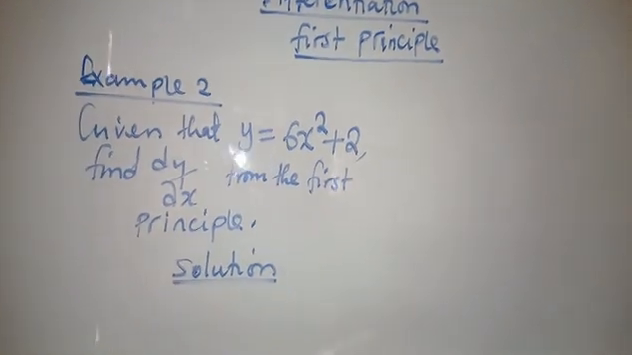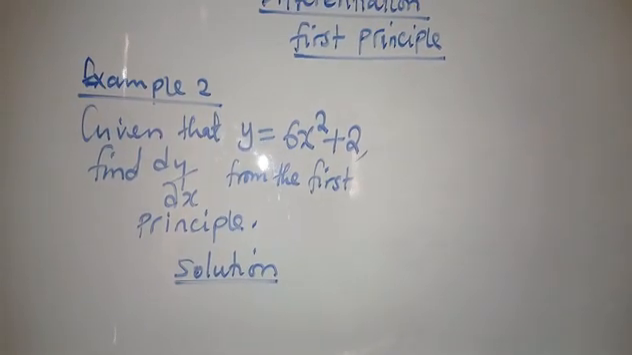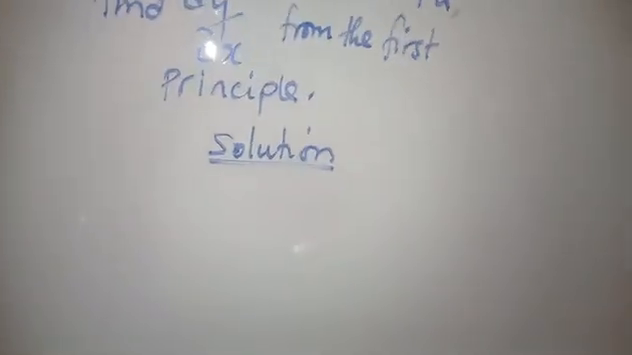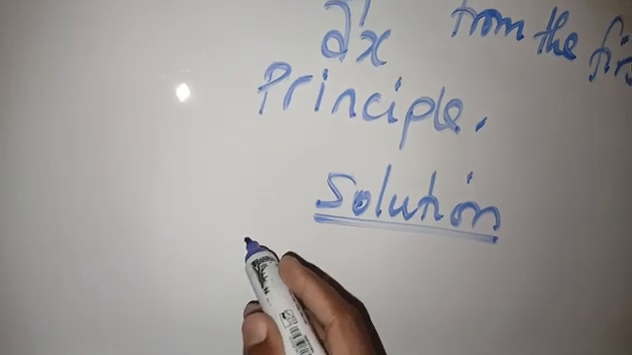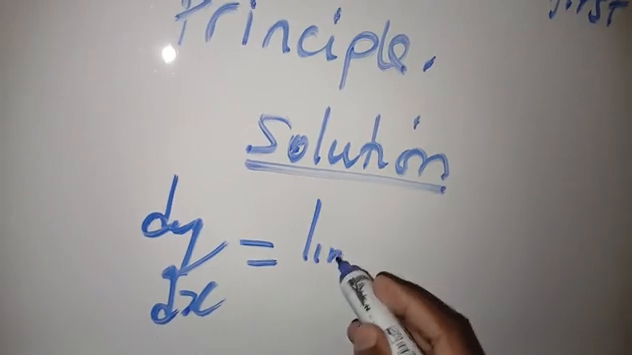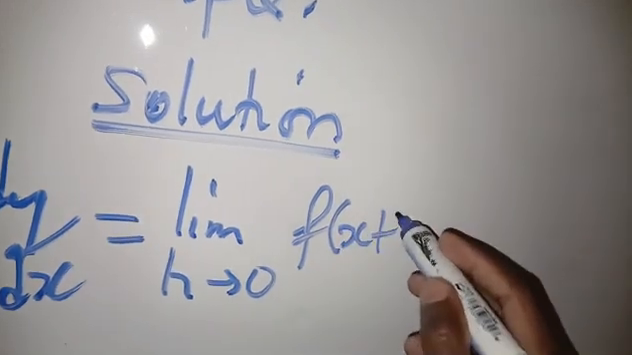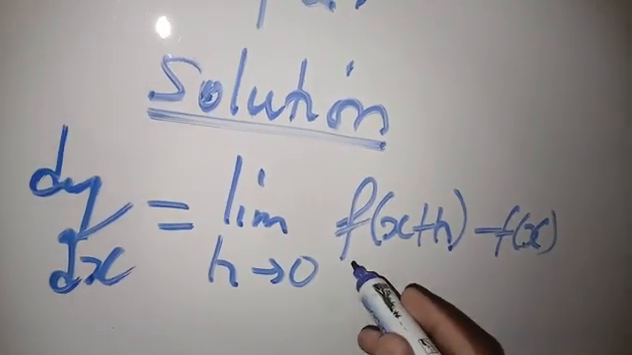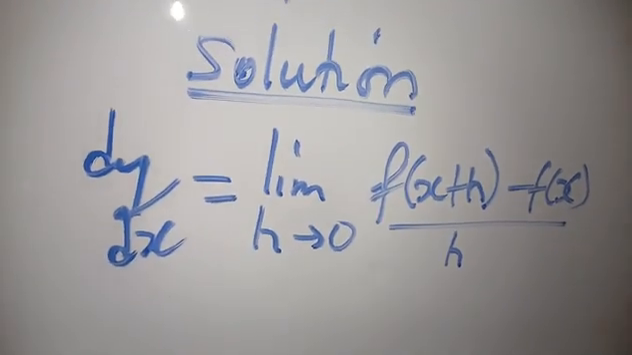Example 2. Given that y is equal to 6x squared plus 2, find dy over dx from the first principle. So we do the same, write the formula. The formula is given by dy over dx is equal to limit as h approaches 0 of f(x plus h) minus f(x), divided by h. So this is our formula for the first principle.